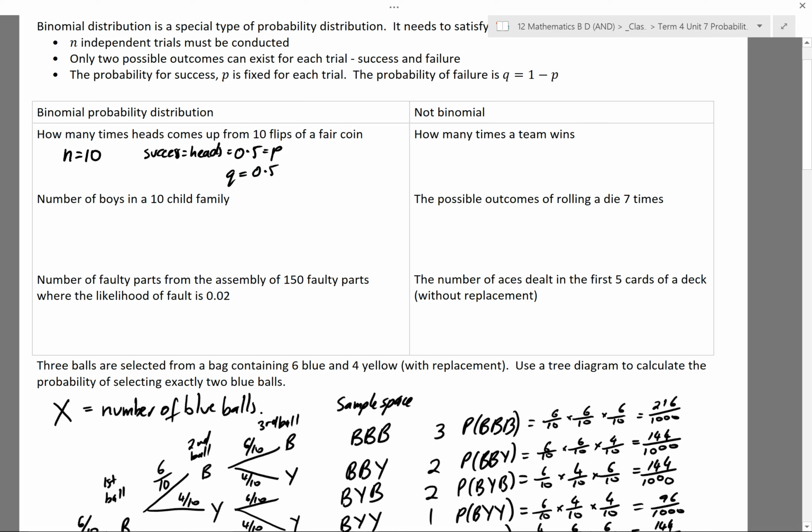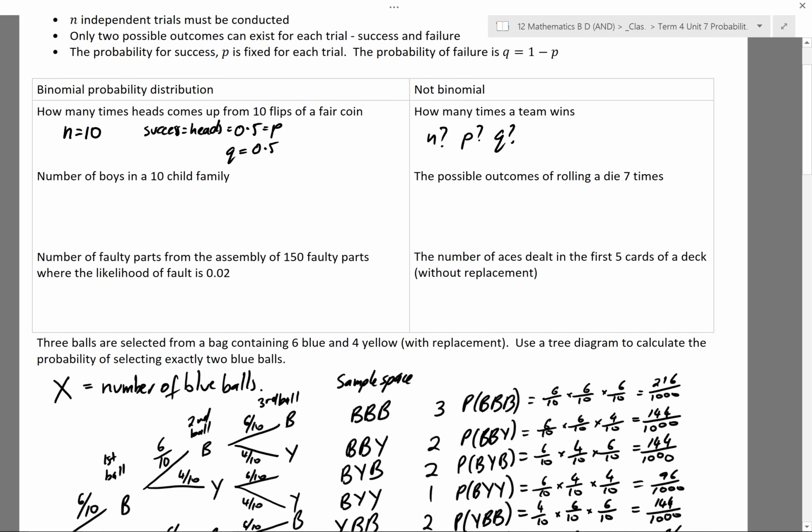Example of something not binomial, how many times the teams win? Okay, we don't know what n is, we don't know what p is, we don't know what q is. Doesn't seem like a binomial probability.